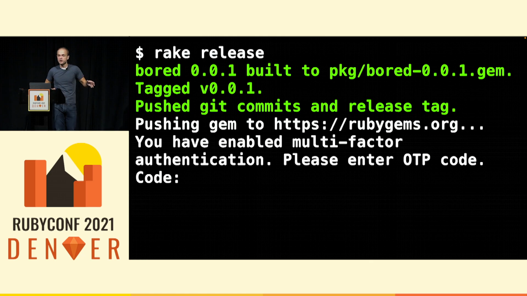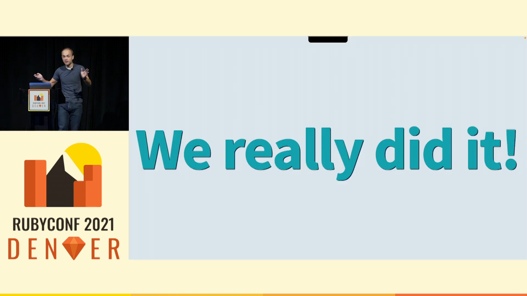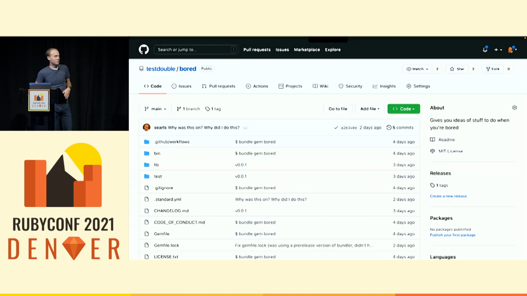So we're going to run rake release here. And then it's asking for my MFA code from RubyGems because I've got 2FA set up. So here's the code. And then boom, pushed to RubyGems. So we did it. This gem is really up on RubyGems. That means you're a gem author now. And so you're also responsible for the maintenance of this gem.